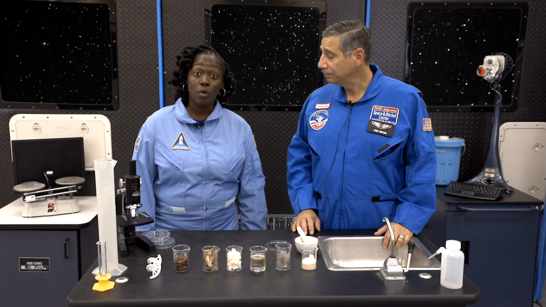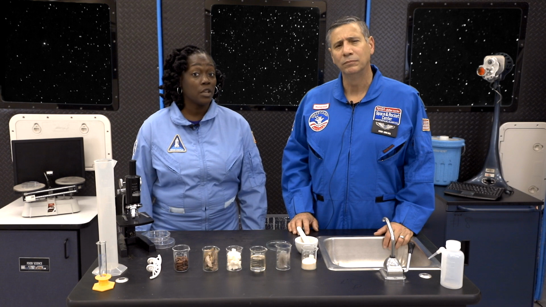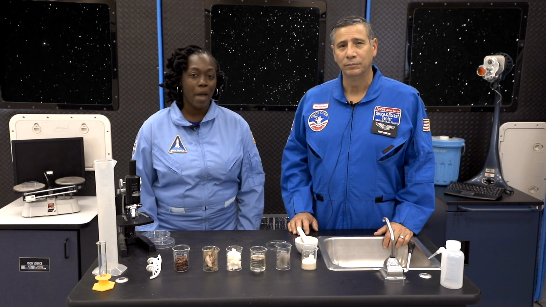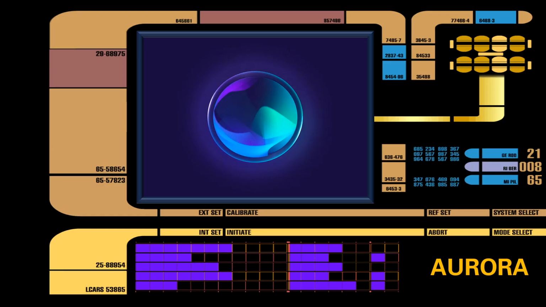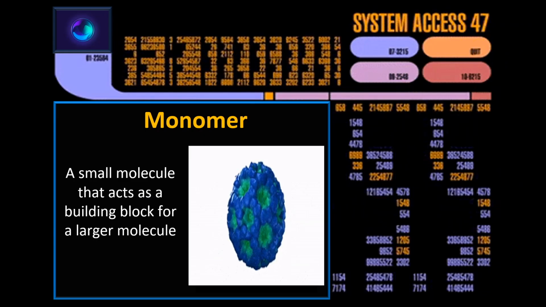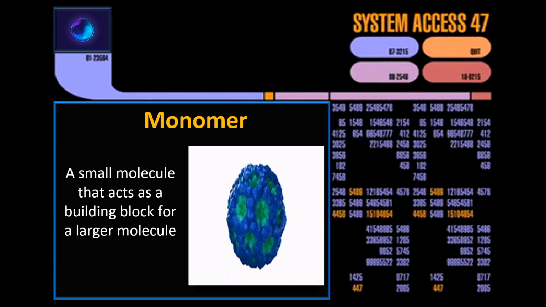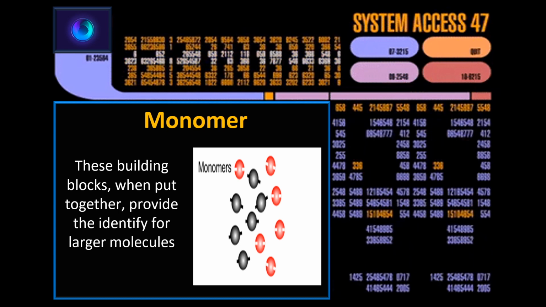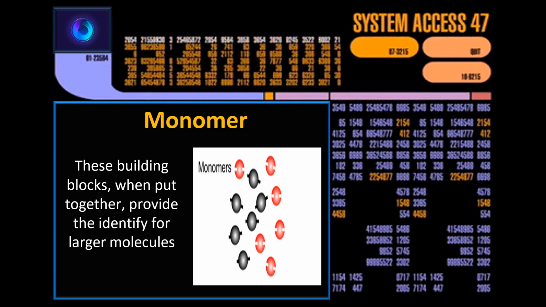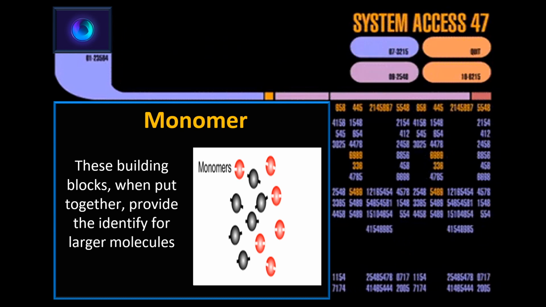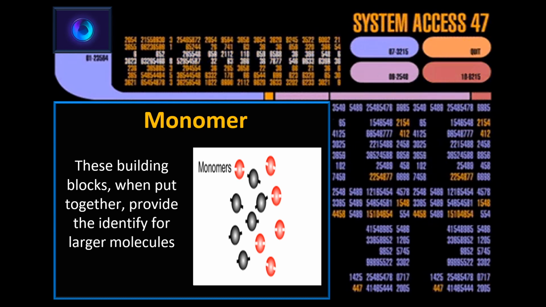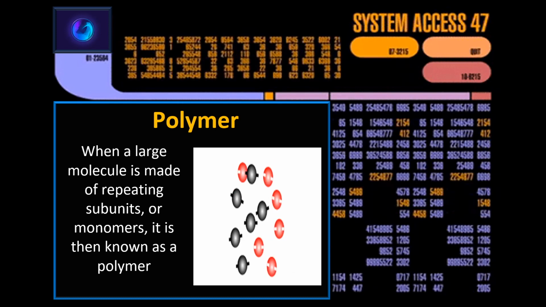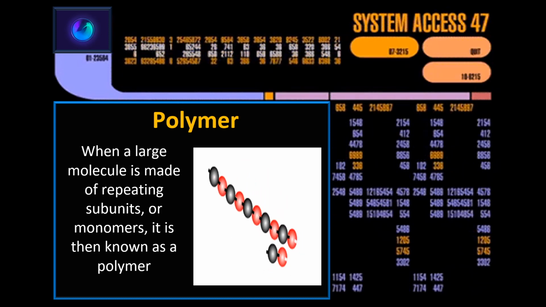That was very good, Aurora. Perhaps you can identify what we mean by monomers and polymers when we're talking about macromolecules. Of course, Professor Baker. A monomer is a small molecule that acts as a building block for a larger molecule. These building blocks, when put together, provide the identity for the larger molecule, just like the ingredients of a recipe are used to make a pie. When a large molecule is made of repeating subunits or monomers, it is then known as a polymer.